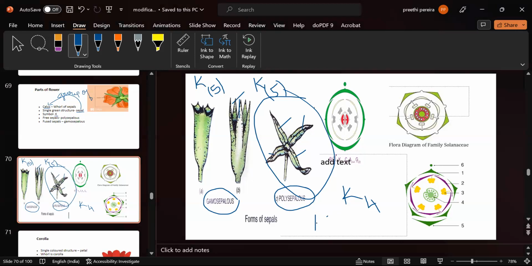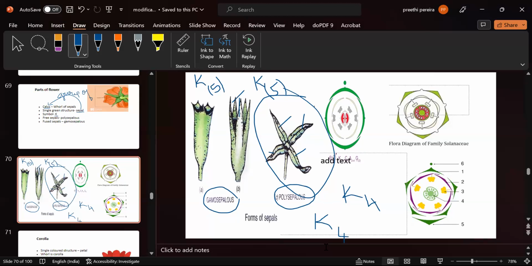K is the symbol for calyx. And you have to mention how many calyx are there. How many are there, Christabel? 4 are there, right? So write 4. And you won't put a bracket because they are free. So bracket means they are attached. Now look over here. Here, each calyx is attached to the other from the bottom. So there are totally 5 calyx. Why did I put it in the bracket? Because they are fused. So you mention it in the bracket only when they are fused. Now, did you get it? Okay, fine.